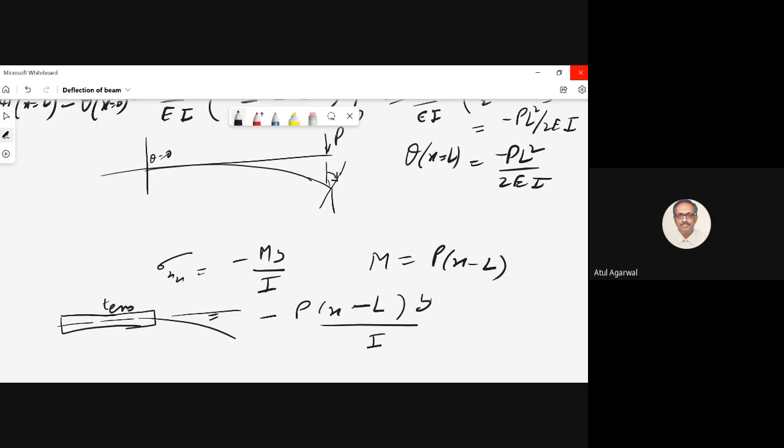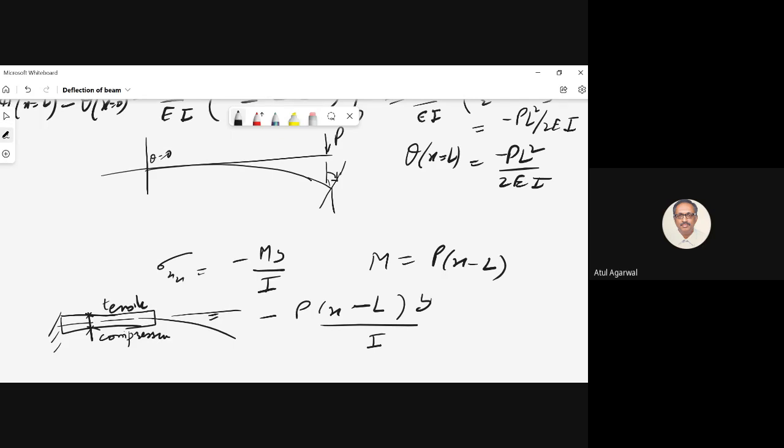Not at the top surface. Cross section, top point. Top surface is stress free. I will explain you later. Only at this point, this top fiber is getting stretched. Similarly here, there will be compression. Bottom fiber is getting compressed in a cantilever. You see here, maximum stresses are at the fixed end.